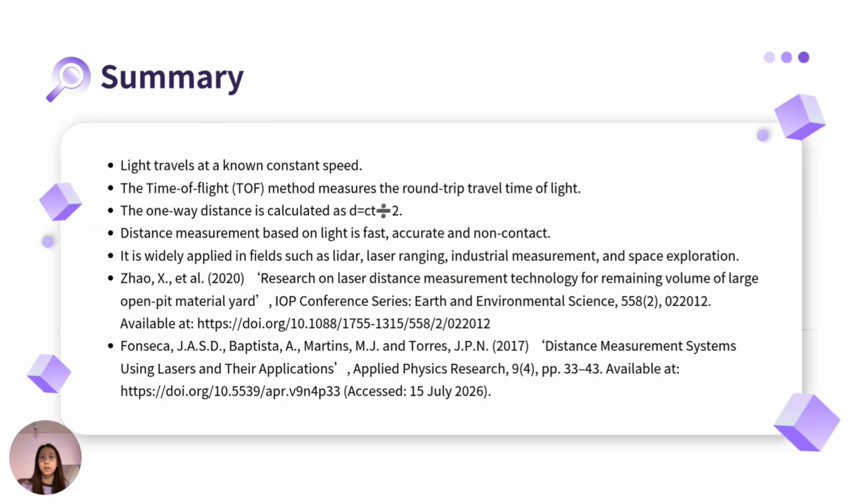Next is the summary. Today we talked about three important things. First, light travels at a constant speed. Second, TOF measures time, not distance. Third, the detector measures the whole trip, so we divide by 2. Finally, light measurement is fast, accurate, and does not need to touch the object. This is why it is used in energy, transport, factories, and science.